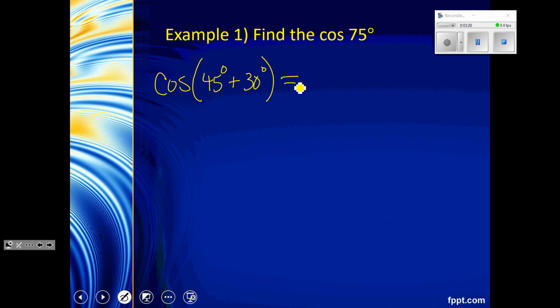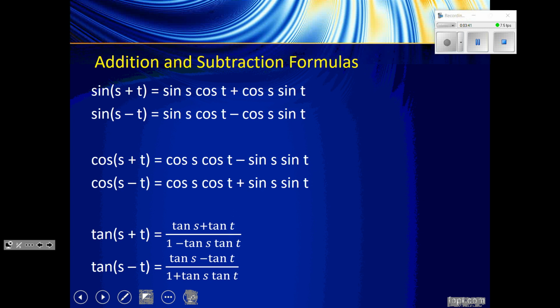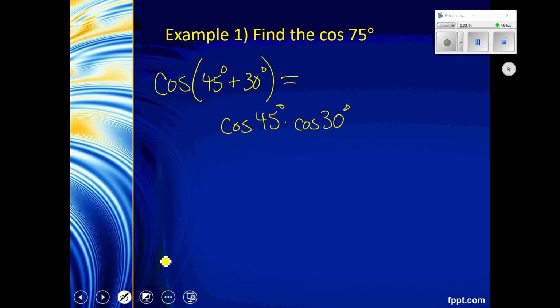It says we're going to take cosine of 45 times the cosine of 30, the other one. You with me? What comes after that? Minus the sine of 45 times the sine of 30. Okay? So, when I'm memorizing these, did I do that right? By the way, just for my memory, just making sure I got it.